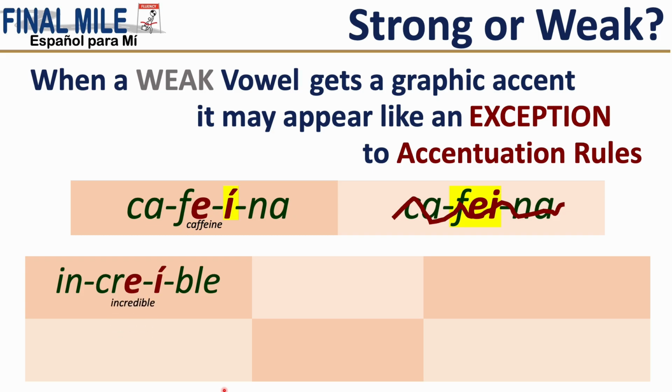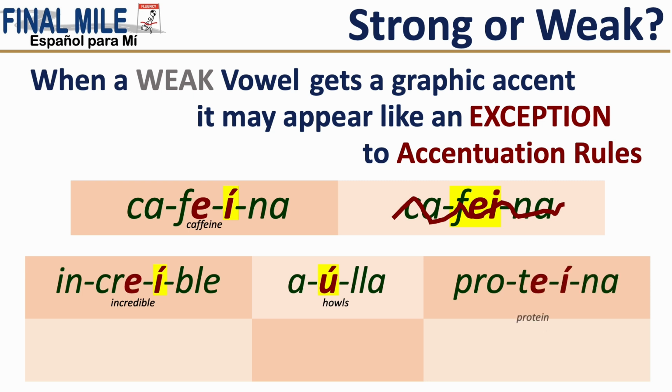Okay, let's look at some words with two strong vowels next to each other, having to be separated. Okay, smile. It's not in, it's in. Increíble. Say the words with me. Aúlla. So this U would normally be weak and it would be joined with the strong A, but because it has an accent, it is strong, so it has to be separated. Same thing with increíble. Okay, very similar to cafeína.